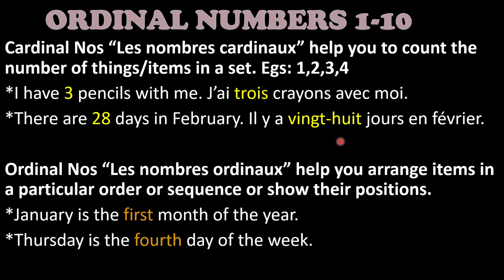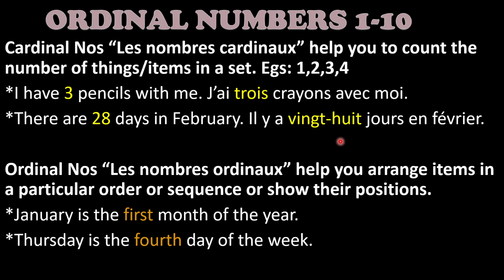Now, on the other hand, what are ordinals? Ordinal numbers are the numbers which help you arrange items, or order items, just like the name suggests, in a particular sequence, and help you show their position. So, for example, when you win a competition, do you say I came in 1 place or I came in 2 place? No, right? You say I came in 1st place or I came in 2nd place. I won the 1st prize, 2nd prize, right?